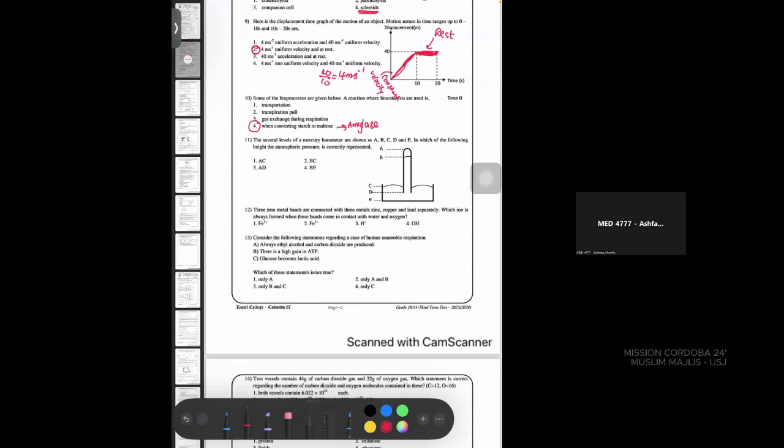Several levels of a mercury barometer are marked A, B, C, D, E. Which of the following is the atmospheric pressure? If I consider atmospheric pressure to be P naught, the pressure that acts here is P naught. No one has a problem with that now. The pressure at the same horizontal level, that means if I take the pressure at this point, that is also P naught.